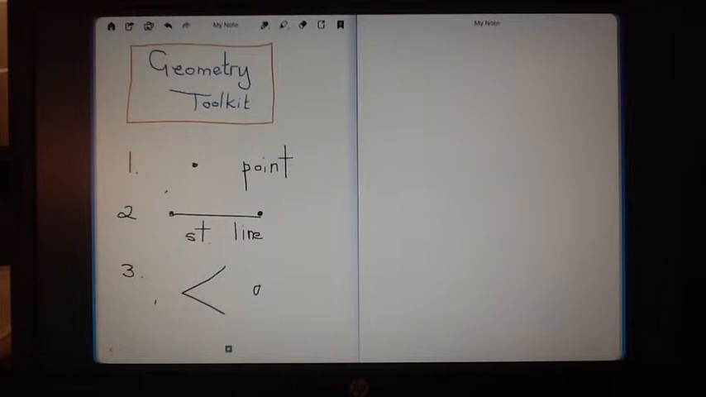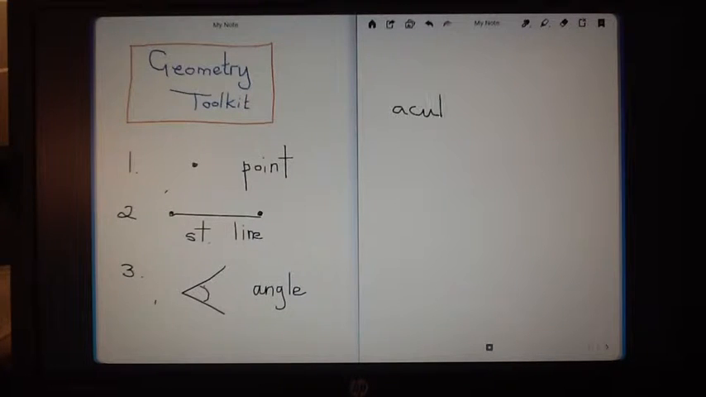An angle. Okay, so here's your angle. There you go. Excellent. Now we've got different types of angle, so I'll carry on with angles. You've got an acute angle, which looks like that. And I'll mark it with this arc.